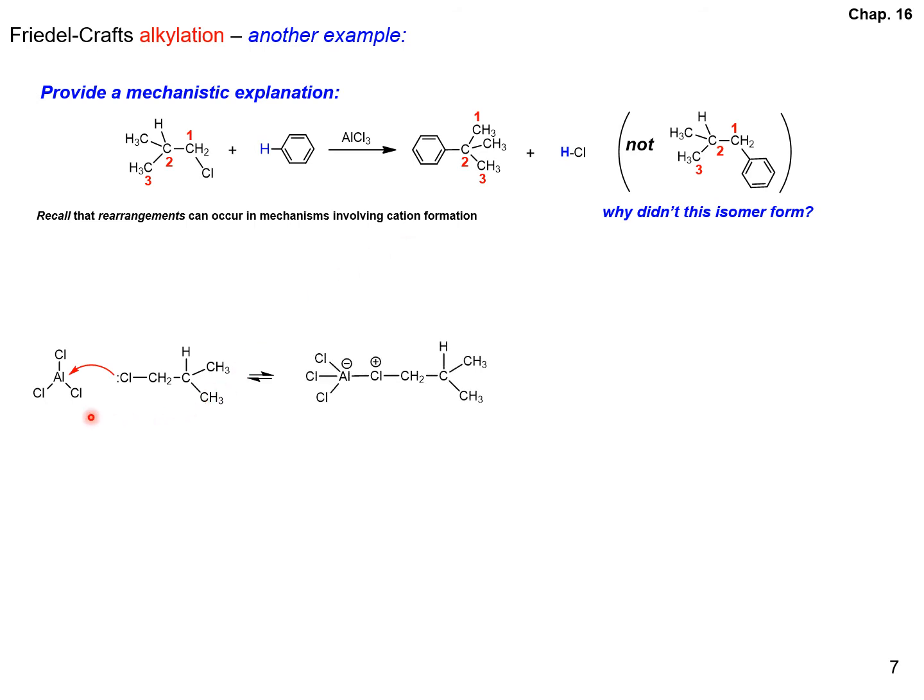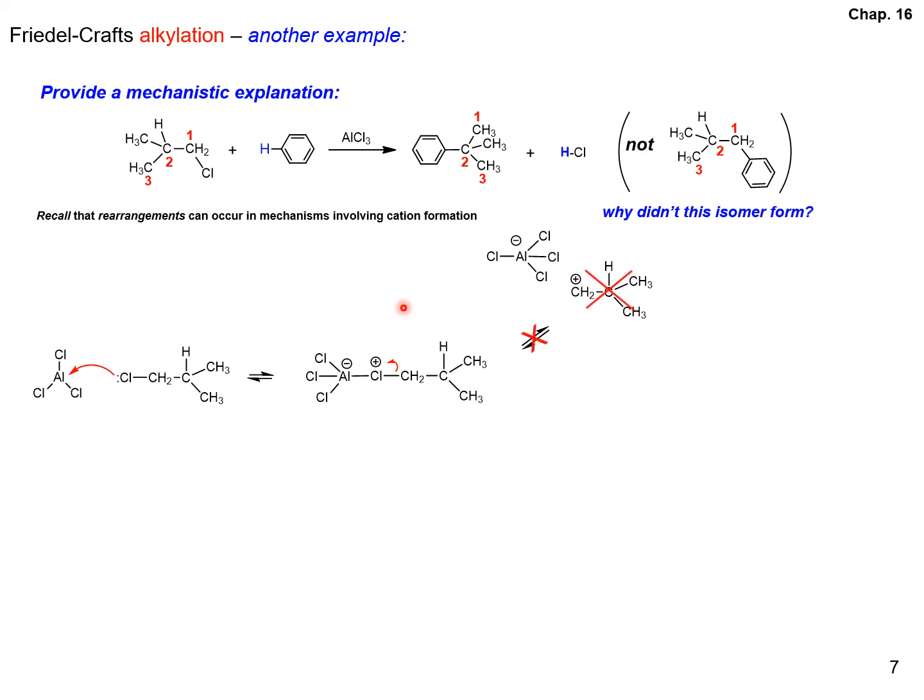In the mechanism, it starts the same way. Aluminum trichloride will be used to remove the chlorine off of this carbon. Now, if I followed the same basic strategy I did before and I break this bond and I end up forming a carbocation, that carbocation is a primary carbocation.